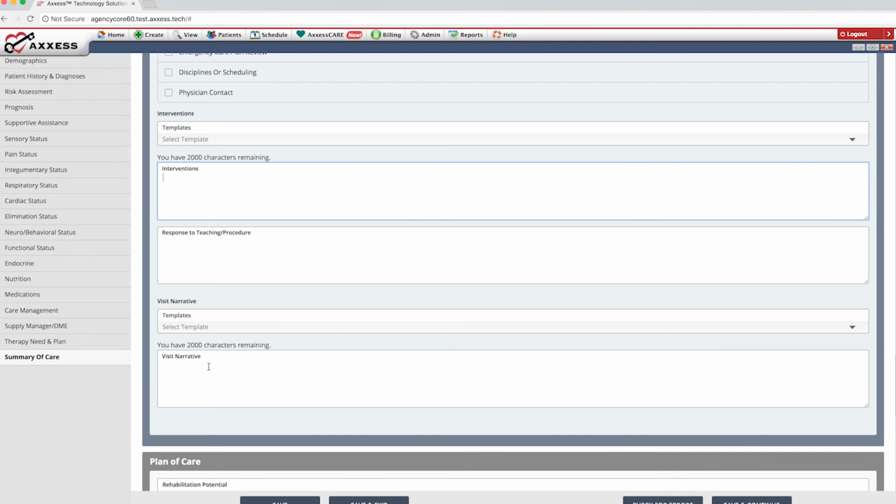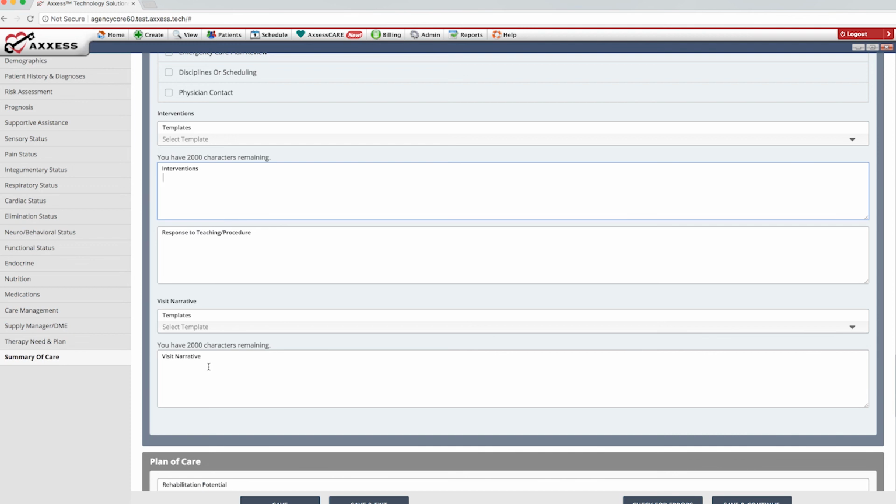This is very important. This information will actually flow to the plan of care. So when the plan of care goes to the physician, your visit narrative would go to the physician as well, because Medicare states in order to consider that as part of the face-to-face documentation, the physician must sign that information within the plan of care. So that's going to be very important.